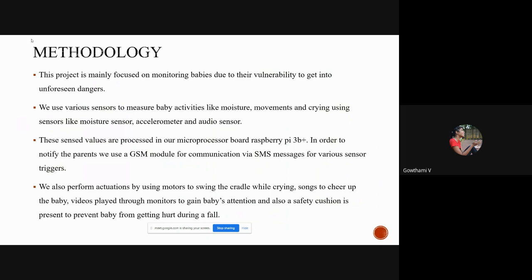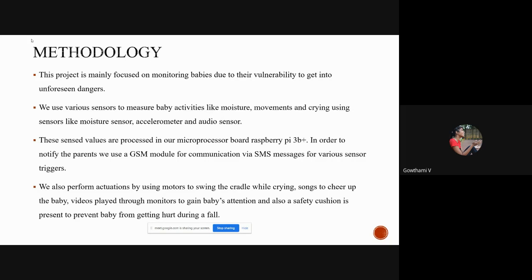Our system is mainly designed to monitor babies due to their vulnerabilities to get into dangers. Moisture sensor will be placed in the mattress, and whenever it senses a threshold value, an alert message will be sent to the parent. If there is no change in the sensed moisture level even after a stipulated time, a buzzer activates.